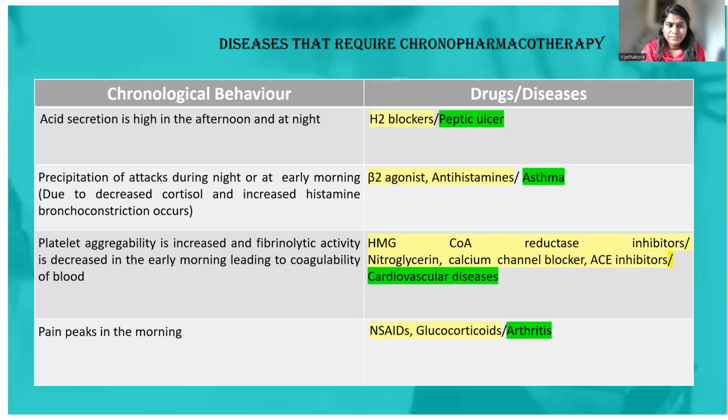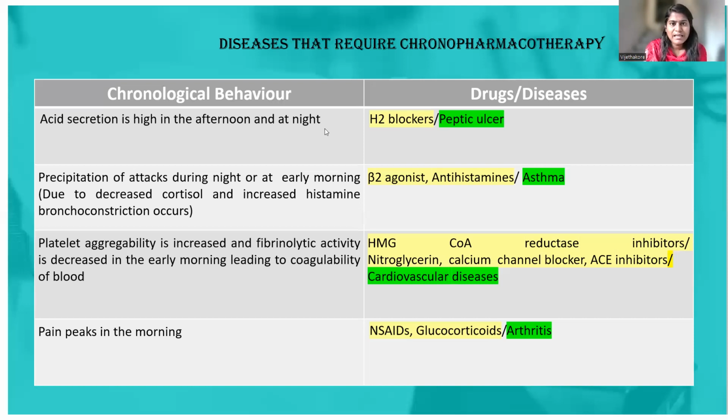And asthmatic attacks. Asthmatic attacks are mostly seen in early mornings, at nearly 4 a.m. So what are the drugs needed? A beta 2 agonist and antihistamines. Okay, so this can reduce the bronchoconstriction, and it will help to relieve the symptoms of asthma.